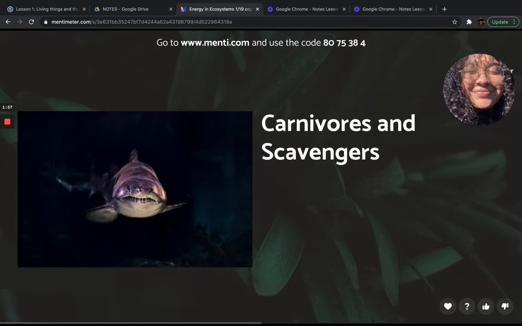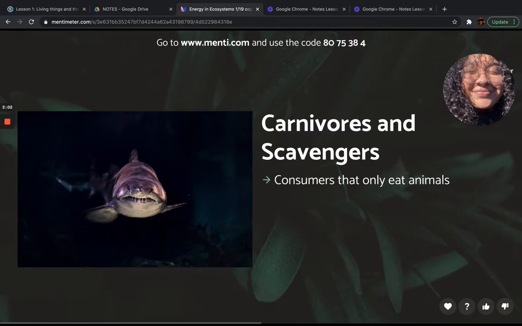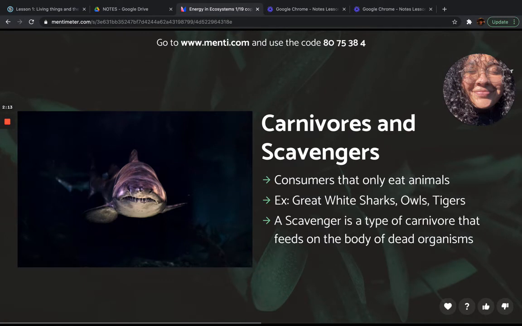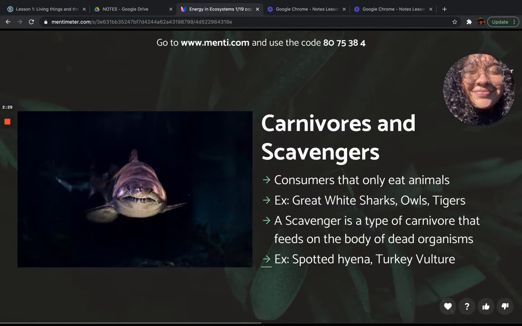Okay, so let's talk about carnivores and scavengers. They consume only animals, so they eat only animals. Examples are great white sharks, owls, and tigers. And a scavenger is a type of carnivore that feeds on only dead organisms. So instead of eating live animals, they eat scraps of dead organisms or dead animals. An example of these are spotted hyenas and turkey vultures.